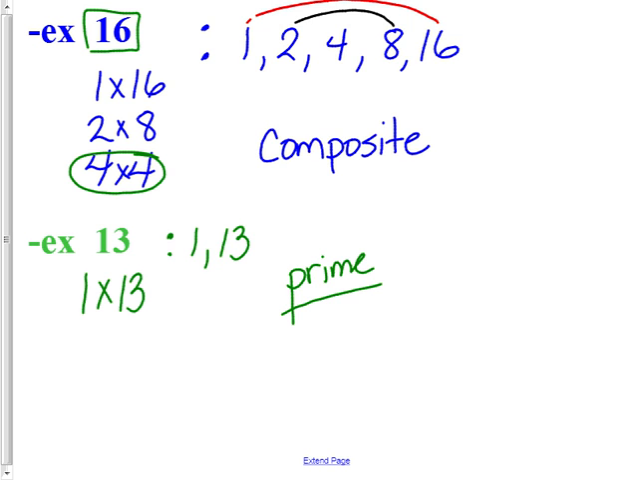Try a couple more. Remember to pause and then check your work. All right, so 51. Of course, we have 1 times 51. But 3 also goes into 51. That's a factor that people often leave out.